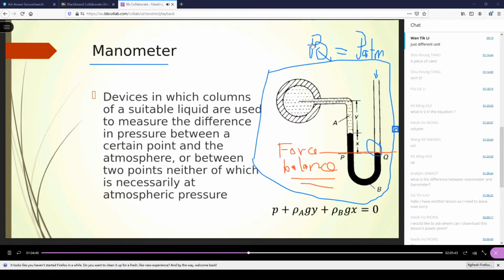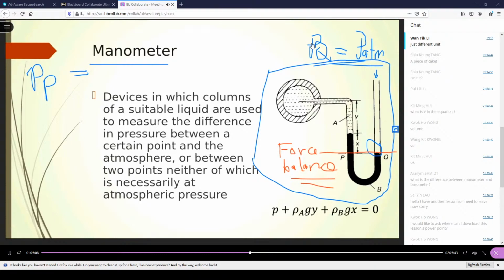The hydrostatic equation tells us the pressure at Q. So the pressure at P is equal to... now this time, what else do we have?